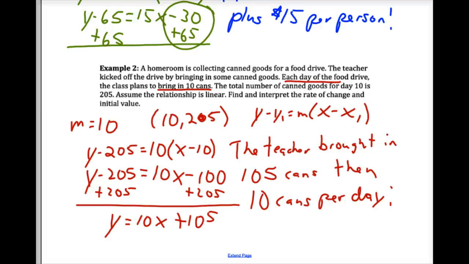How would a teacher bring in 105 cans? Who would even count that many cans? Oh, Mr. Moore brought in like a bunch of boxes of shampoo in 6th grade. Mr. Moore? Yeah. Shampoo. But he doesn't need shampoo. He's like me, he's a bald guy.